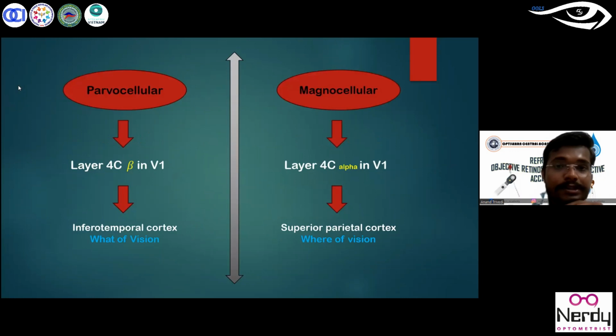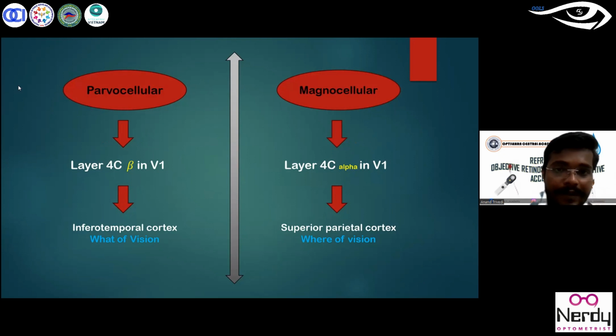So the parvocellular cells go to layer 4C beta in the V1 layer, and the magnocellular cells go to the 4C alpha in the V1 layer. As I already mentioned, parvocellular cells from 4C beta in V1 go to the inferotemporal cortex, which is responsible for the "what" of vision, and most of the suppression and most of the problems in amblyopia are at this level, that is, layer 4C beta in this synapse.